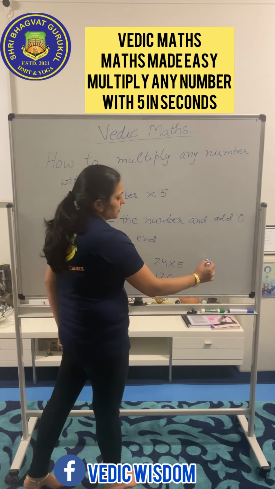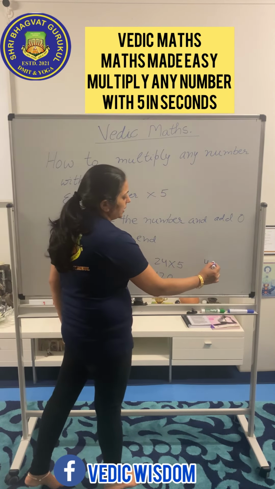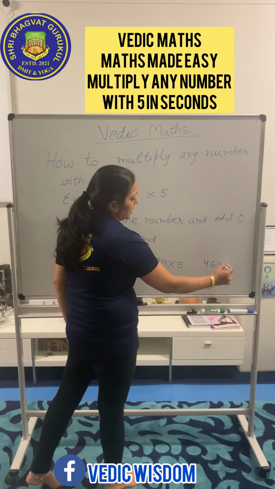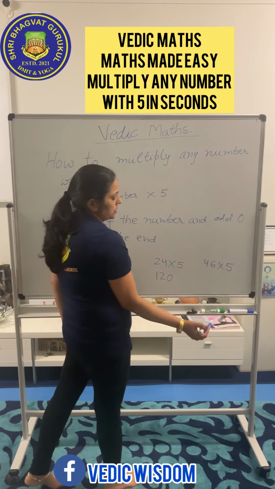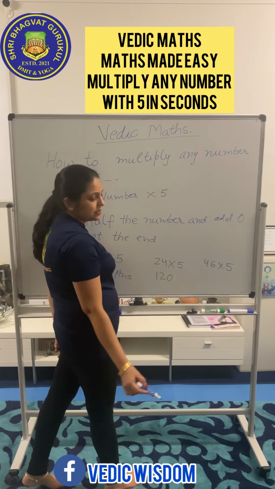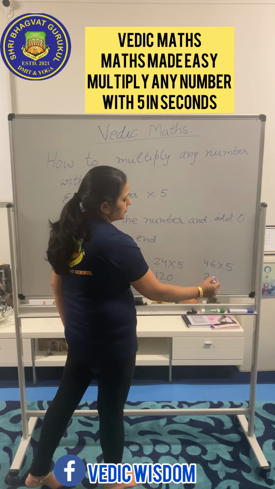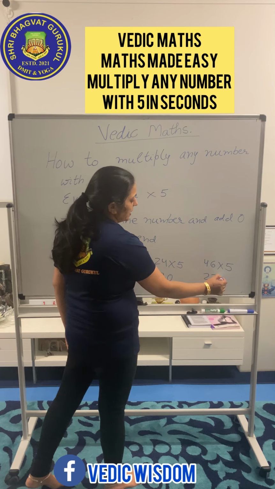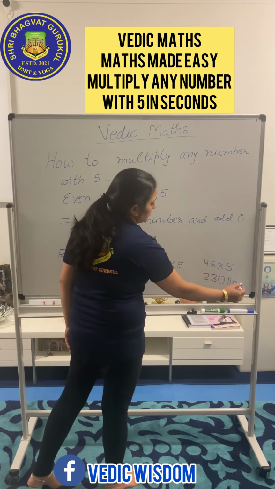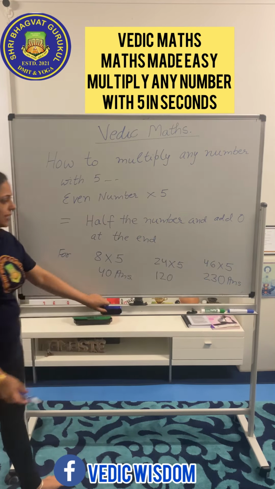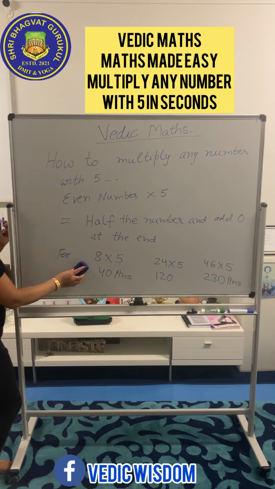Okay, let's take another example. We have number 46 multiplied by 5. So, what is the half of 46? Simply, what is half of 4? 2. What is the half of 6? 3. And then add 0. Answer.